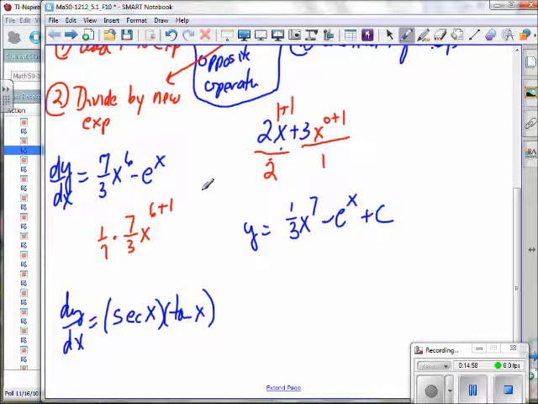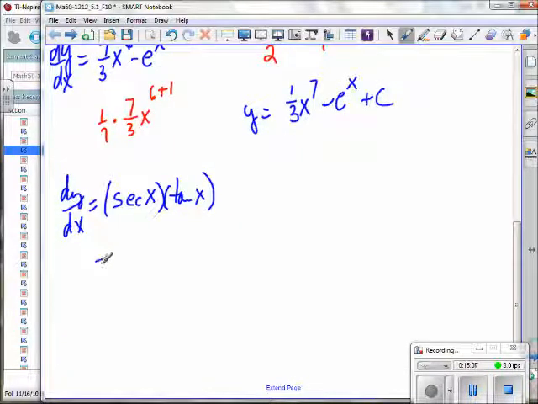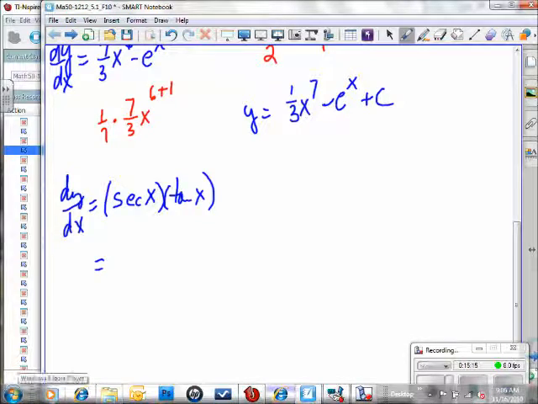What function would give us secant x as a derivative, and what function would give us tangent x as a derivative? Anyone want to tackle this? You asked me what the derivative of secant is. I don't have it memorized.